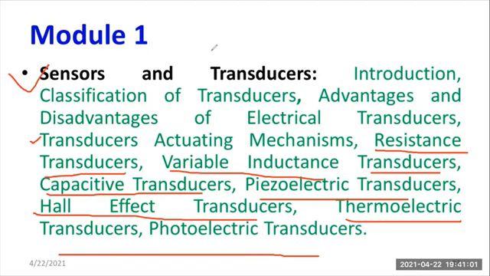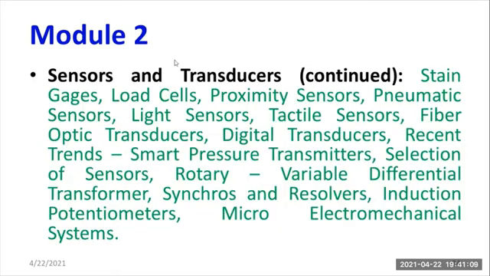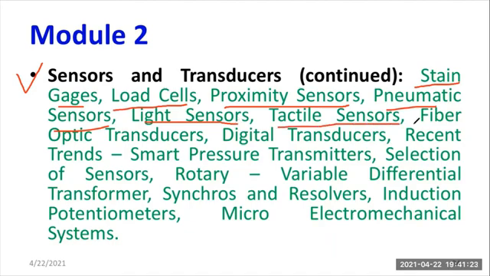And the second module comprises a continuation of the first module only, and a few more transducers will be introduced in the second module. Let us see what I'll be covering in the second module. I'm going to explain strain gauges, then load cells, then proximity sensors, pneumatic sensors, light sensors, tactile sensors, and fiber optic transducers. It is mainly for OFC communications.